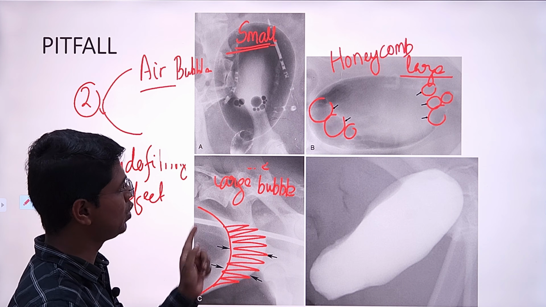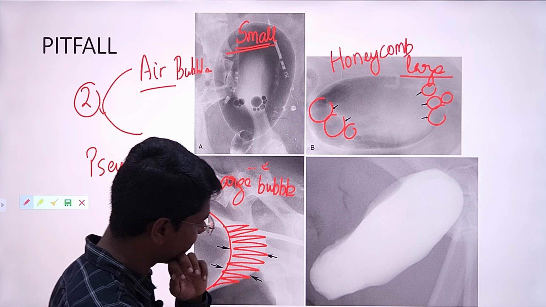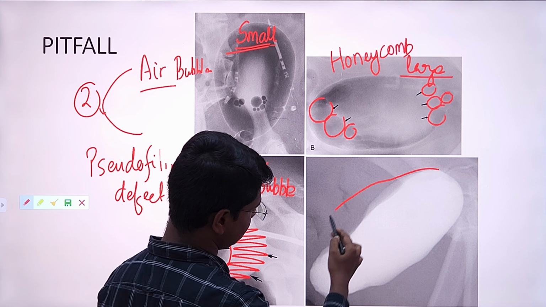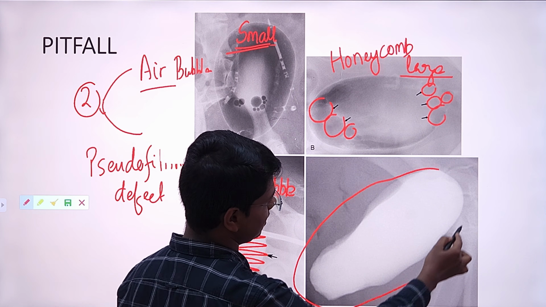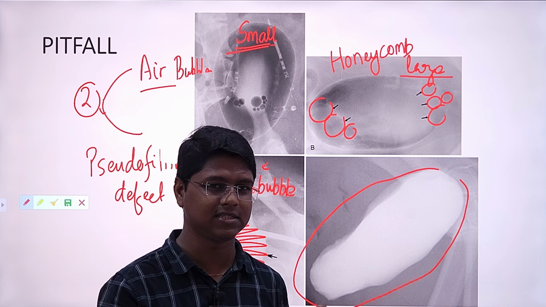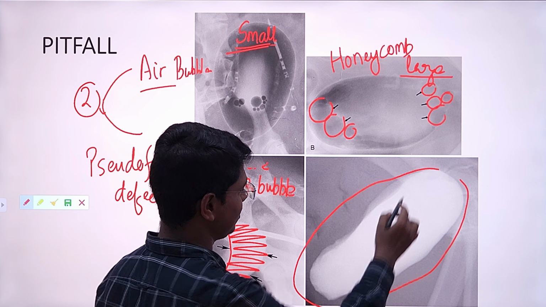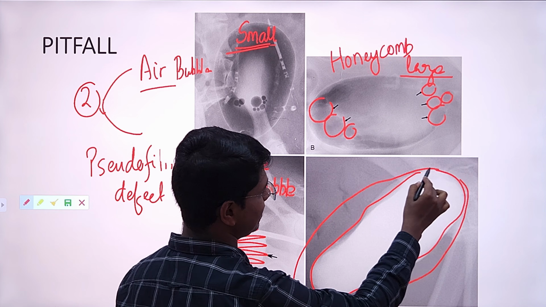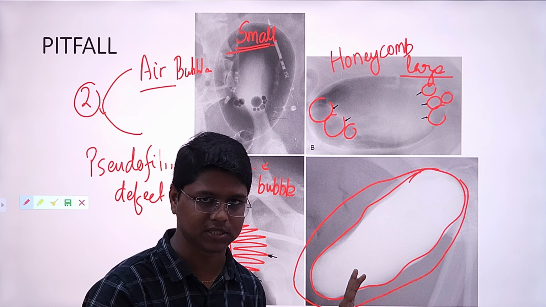Okay, so you have to know about these artifacts. This is pseudo-filling defect. What is pseudo-filling defect? Here the bladder is not shown actually. Suppose the bladder is like this, but when the bladder is not distended moderately, it is slightly less distended, then you can say that the bladder is inadequately distended, giving a false impression of some pathology.